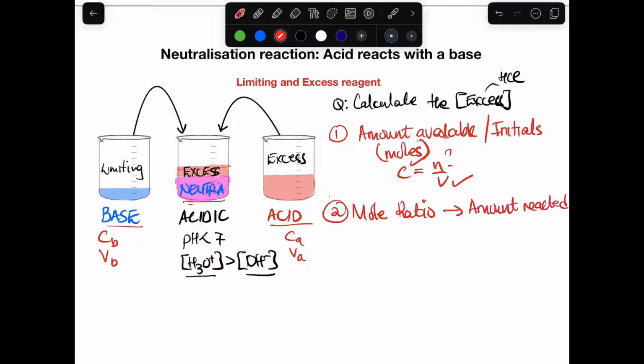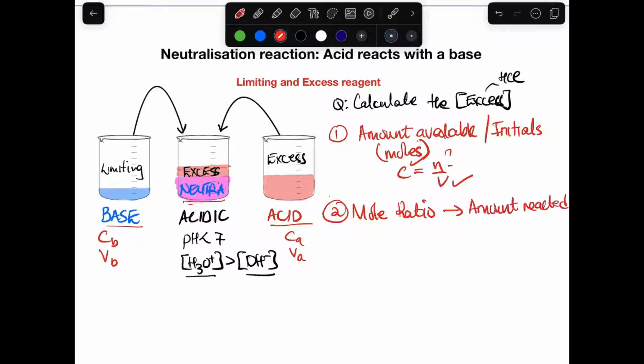So I wanted the amount reacted of what? Of HCl, which is the HCl now, it's a what? Is an excess. Because calculating the amount reacted of HCl here will help me to achieve this question, to get an excess.